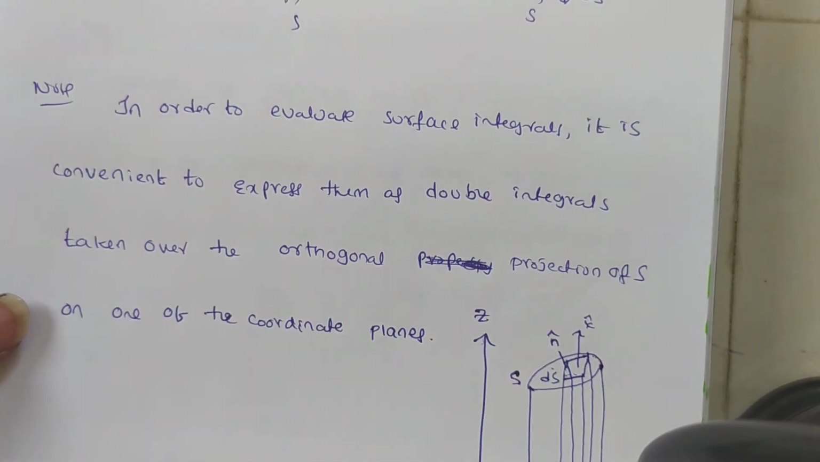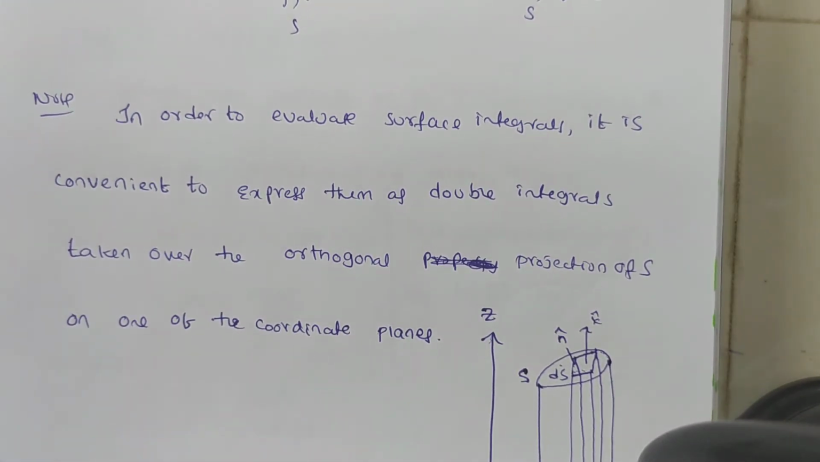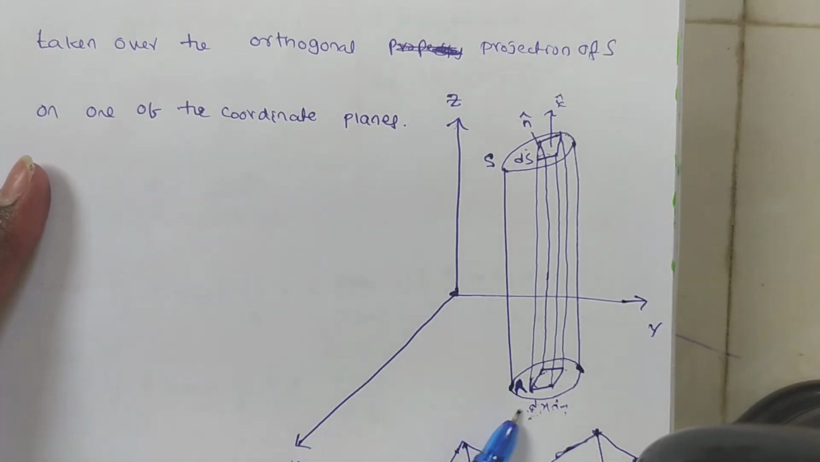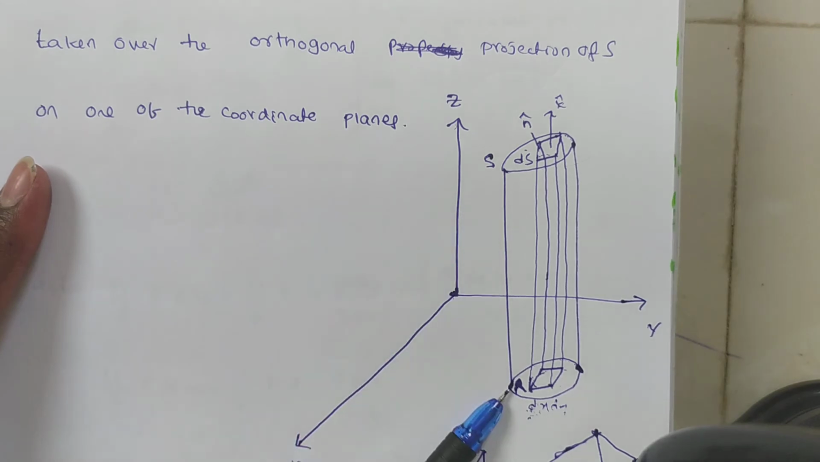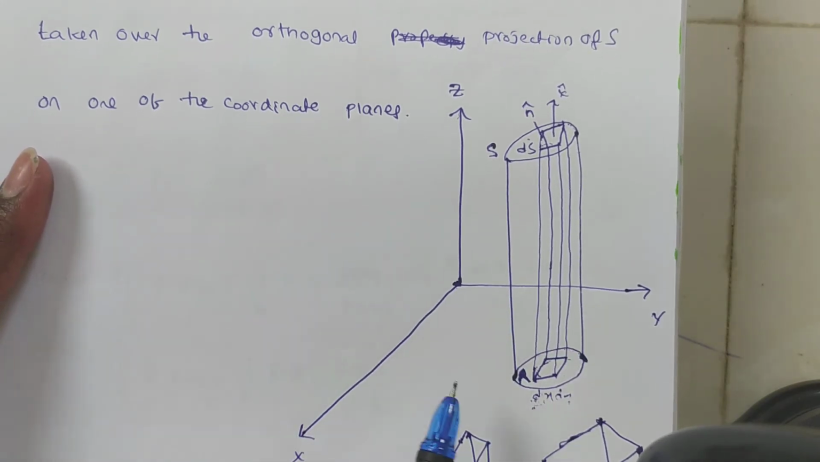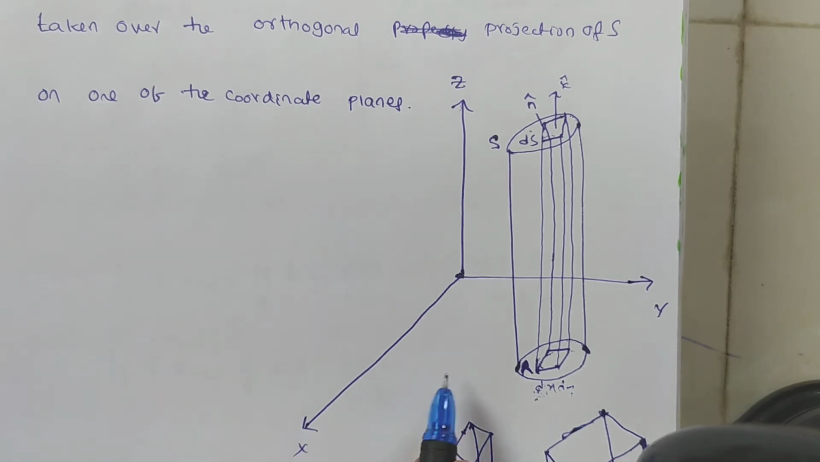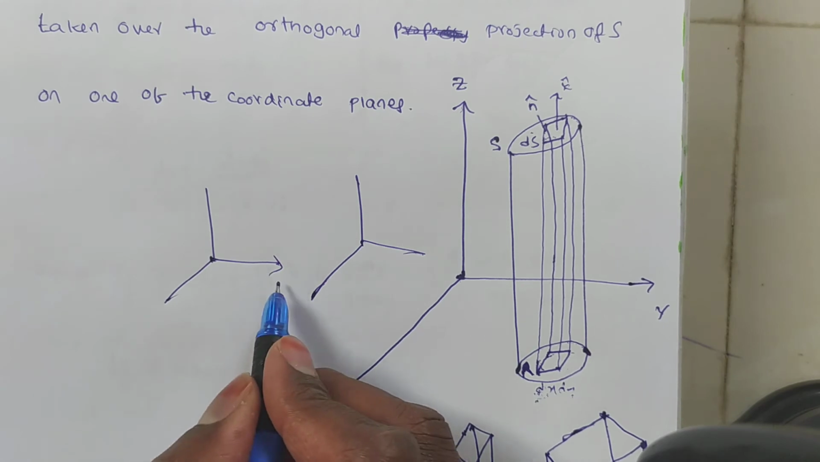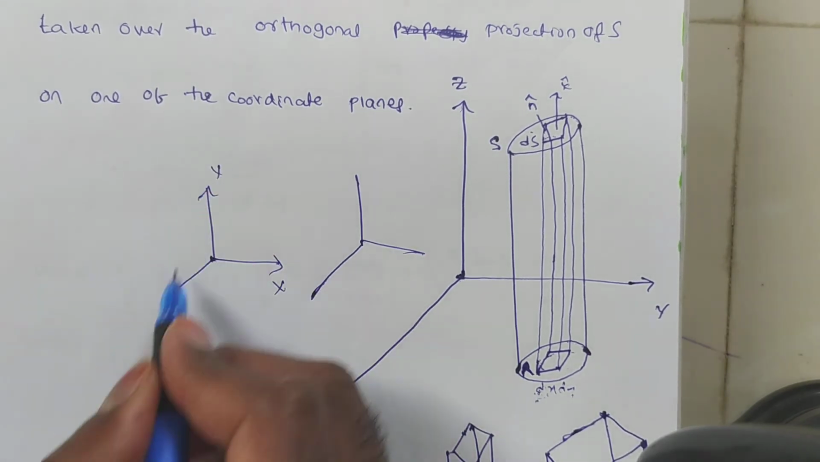Next, how to evaluate the surface integral, now we are going to discuss. See friends, here S is the surface and R is the projection of S on the xy plane. Now I have taken this as the xy plane. Maybe you can take different parts, like here you can take this as x, this as y and this as z.